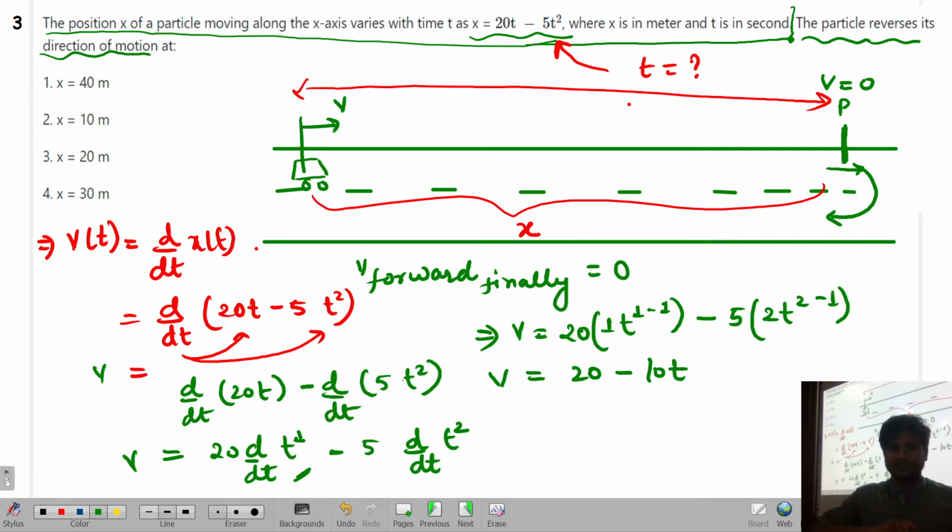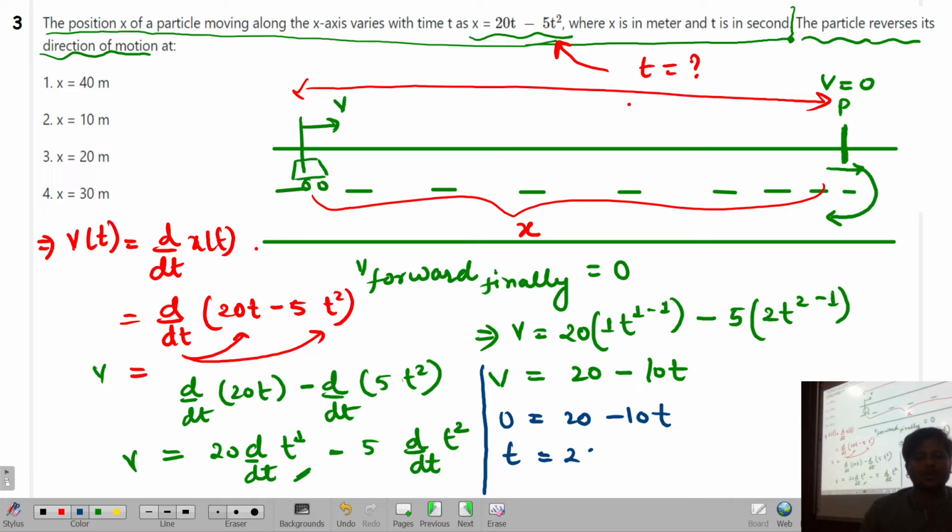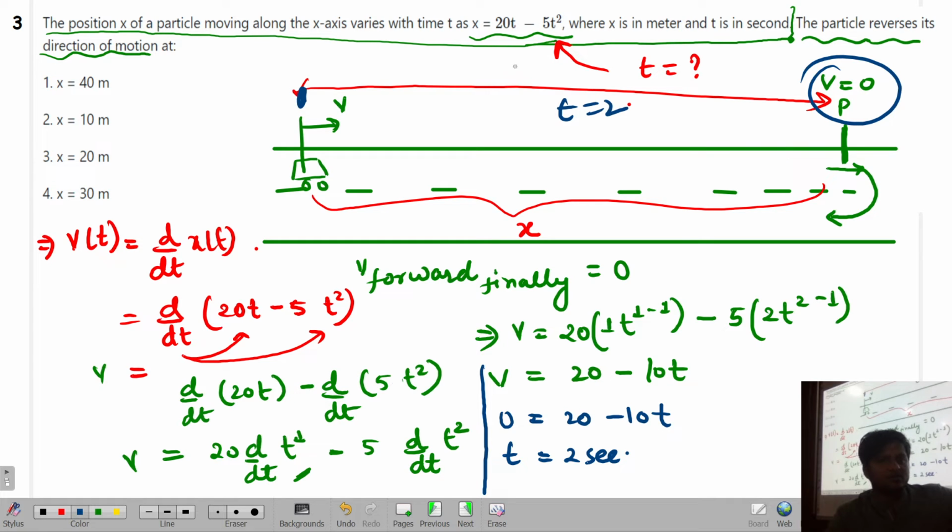Now look over here. We want to know where this velocity becomes 0. So first I'll put this velocity equal to 0, that is 20 minus 10t. So where does the velocity go to 0? After 2 seconds from the start of the particle, at time t equal to 2 seconds, the velocity of the particle becomes 0. Find the distance traveled by the body in this time, t equal to 2 seconds.